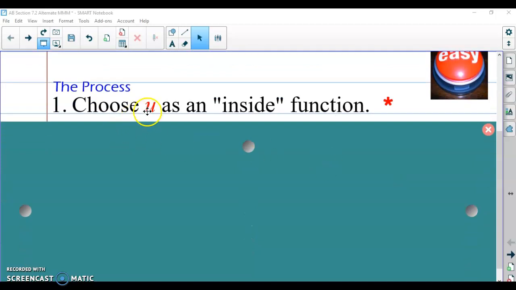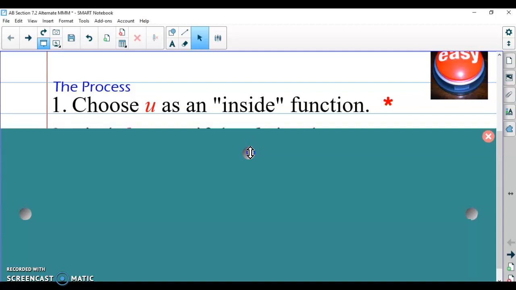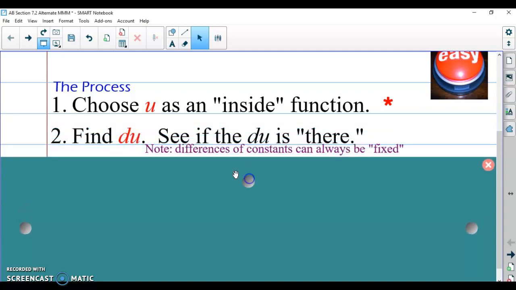We want to choose u to be an inside function, like inside as though we were talking about the chain rule. And we want to find something that looks like it's inside of something else. We'll let u be that inside function.